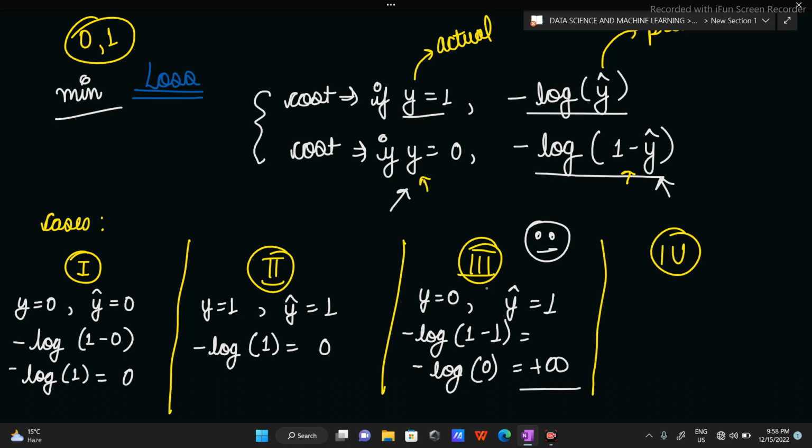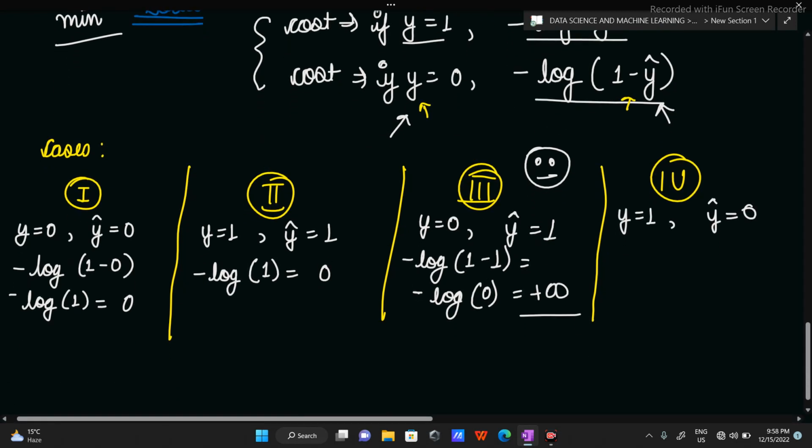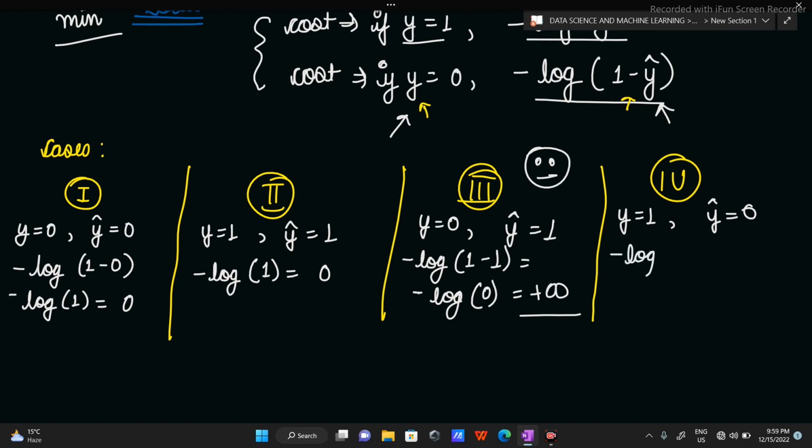And then again, fourth case would be when y was 1 but I got y hat equal to 0. Again, this is a negative prediction, like it was a malignant cell but I got benign, same as the one we saw in the example. For that we also want to charge a high penalty. So I'll use again that formula of negative of log of y hat, that is 0. And for that again I will get a very high penalty, that will be positive of infinity. Now I have to minimize this loss.